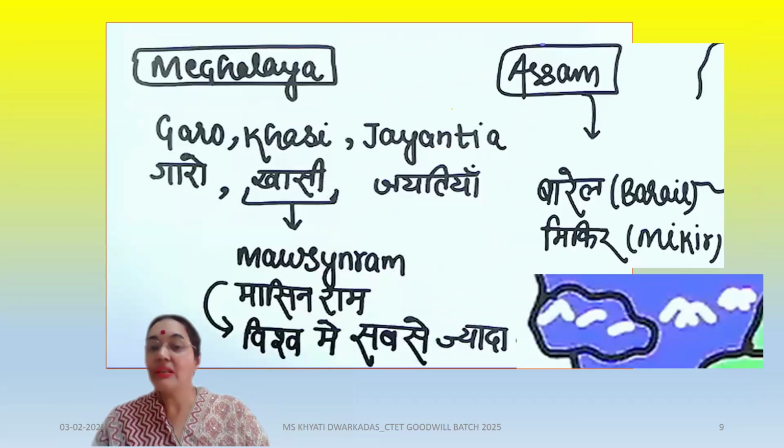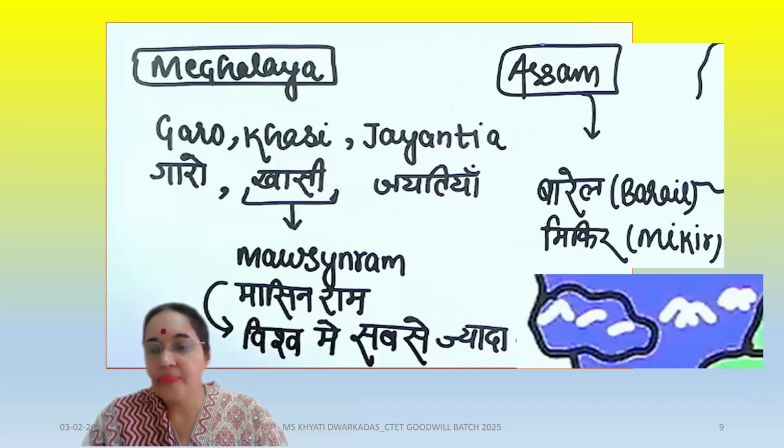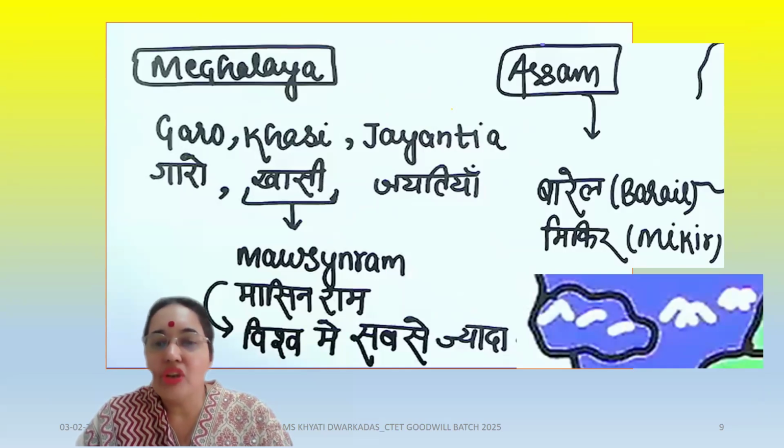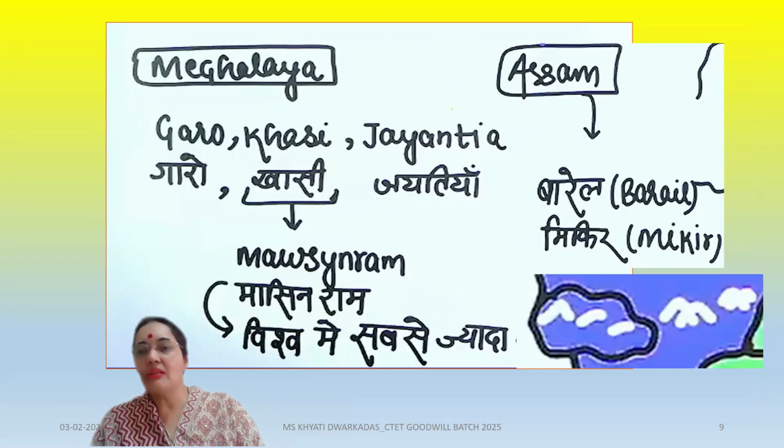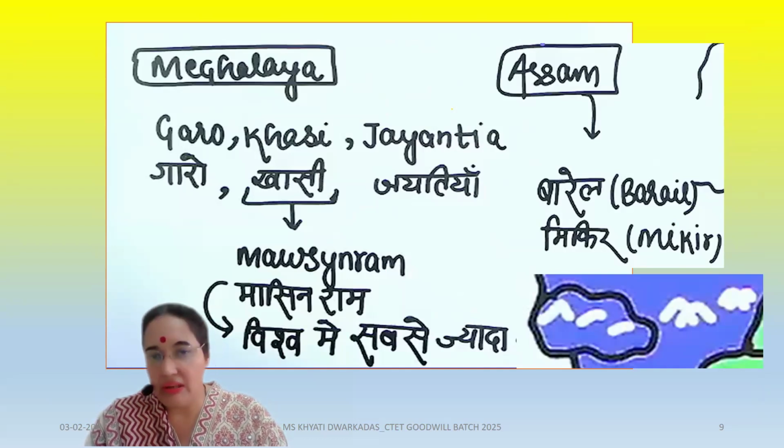In Meghalaya, you see the little tiny state here? So in Meghalaya, we have three important hill ranges. One is the Garo Hills, second is the Khasi Hills, and the third is the Jaintia Hills. So Garo, Khasi, and Jaintia. Now Jaintia has two spellings. This spelling here is the quite Indian spelling, but sometimes NCERT spells it as Jaintia. Both spellings are accepted. You have Garo, Khasi, and Jaintia.